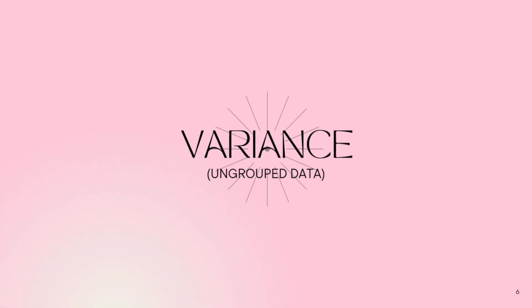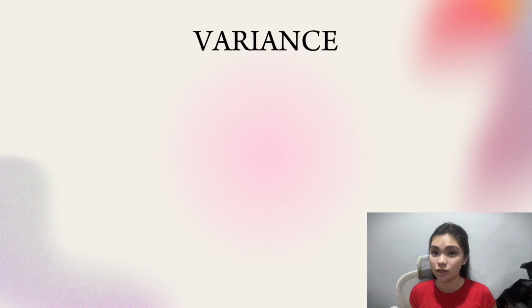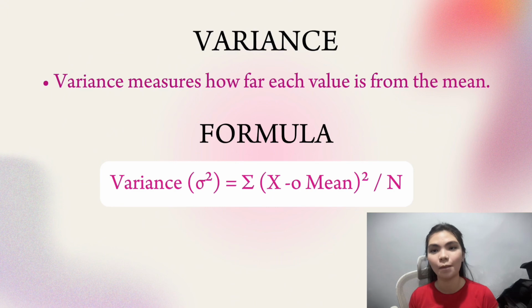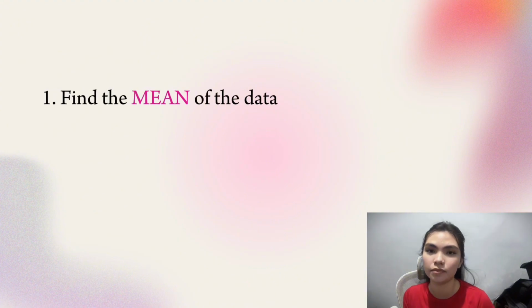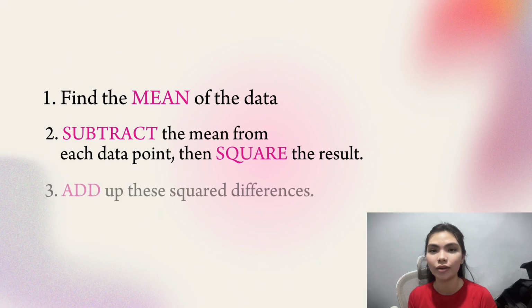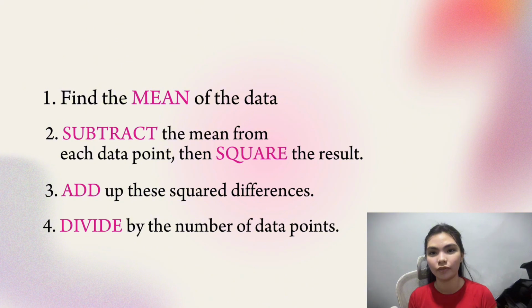So next, we have variance. It might sound scary, but stick with me. Variance measures how far each value is from the mean. So here's the formula. Variance is equal to the summation of x minus mean, squared, divided by n. Let us break it down. Number 1, find the mean of the data. 2, subtract the mean from each data point, then square the result. And 3, add up the squared differences. And lastly, divide by the number of data points.